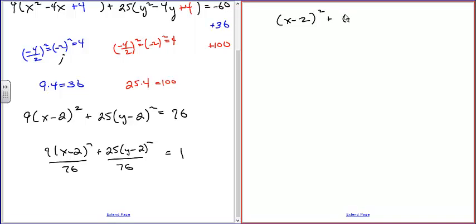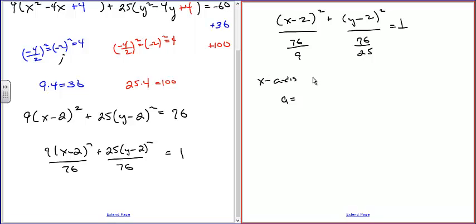First is a fraction and as a decimal. So 9 over 76 is the same as dividing by 76 ninths. And here, 76 over 25. So which one of these is bigger? In this case, X is bigger, because we're dividing 76 by a smaller number. So in this case, the x-axis is the major axis.